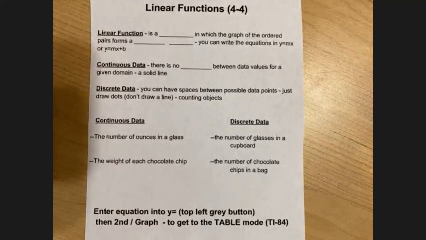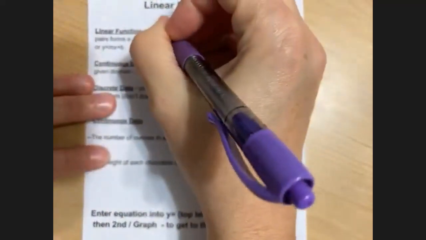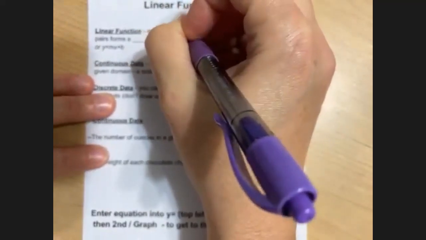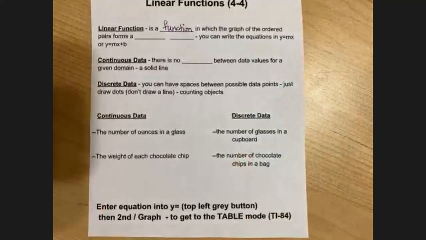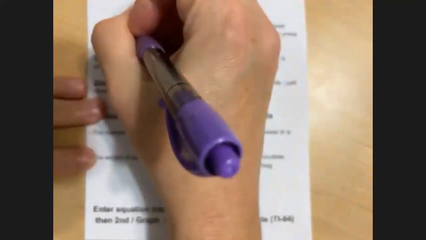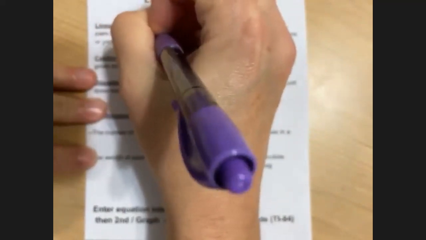So linear functions. A linear function, again, you've got a line going on, right? And it is a function in which the graph of the ordered pairs forms a straight line, hence the word linear.